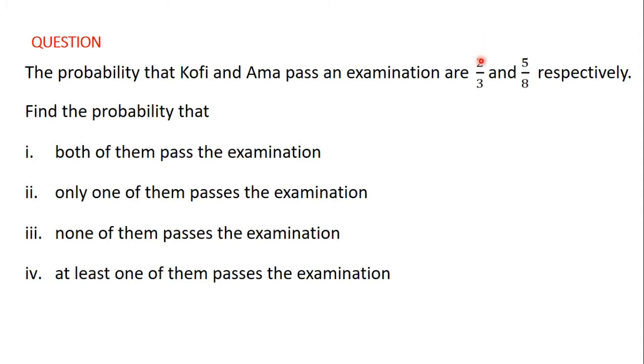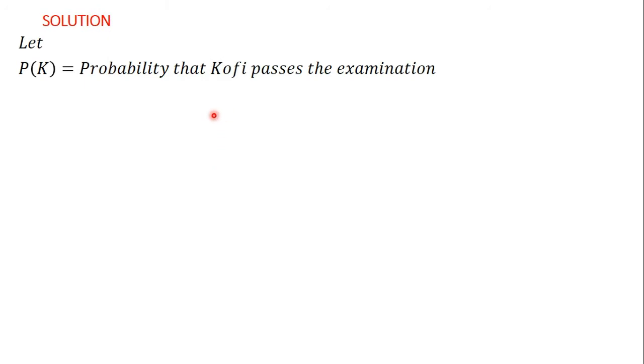So we have been given the probability that Kofi and Amma pass an examination, and we have been told to find the probability of these events. We will solve the first one in this video, then we will solve the others in the subsequent videos. When you have been given a question like this, the first thing you need to do is to define the terms that you'll be using in the solution. So we are going to let P(K) represent the probability that Kofi passes the examination.